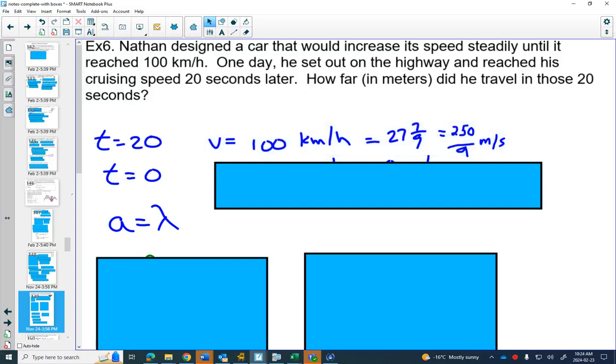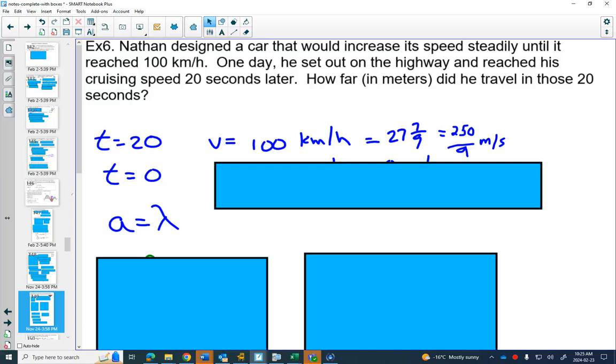We also have some issues here with units. We've got speeds in kilometers per hour. We've got a question asking for how far did he go in meters in the first 20 seconds. So this is a units nightmare to begin with because you've got some things wanting kilometers per hour, some things meters per second, some things in seconds, some things in meters. So we need to convert so we're all using the same unit.